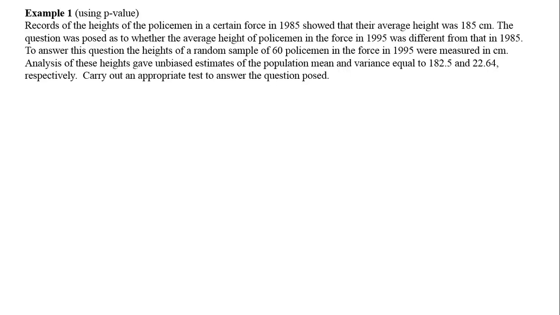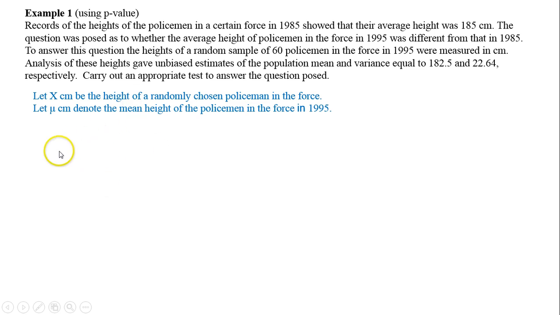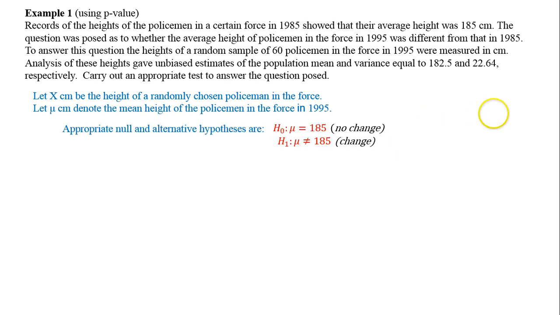Analysis of these heights gave unbiased estimates of the population mean and variance. The sample mean was 182.5 and the estimate of the variance was 22.64. So the estimate of the mean and the estimate of the variance were those. Carry out an appropriate test to answer the question posed. So we have to set up X being the height of a randomly chosen policeman in the force, and mu denoting the mean height of the policemen in the force, the population mean.